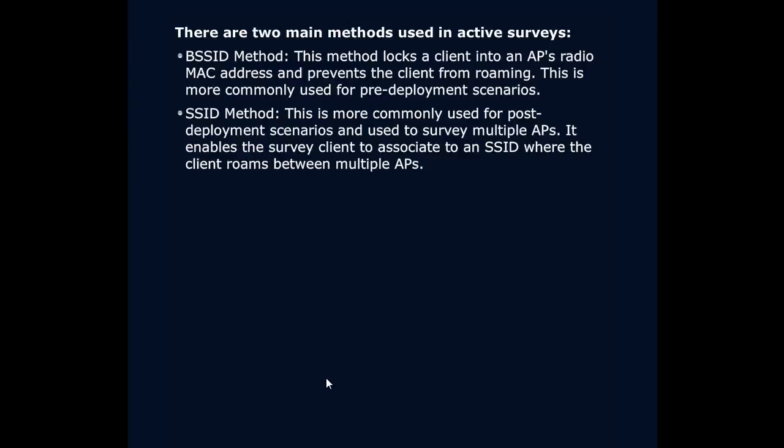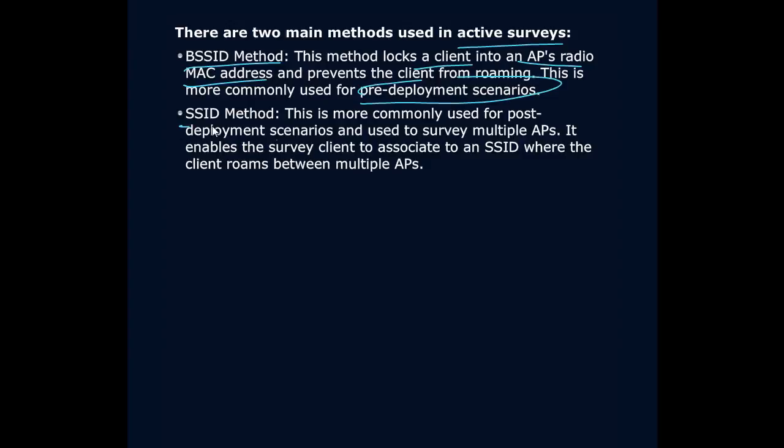Now, there are two main ways to set up for an active survey. The first is the basic service set ID method. Now, this method locks a client onto an AP, one AP's radio MAC address, and prevents the client from roaming. So I'm not going to roam around. I'm using the basic service set identifier. I am locked into an AP, and I am using it to measure signal strength in certain distances from that AP. This is often used in pre-deployment scenarios. So I'm actually measuring how far signal's moving, things like that. This is before we've deployed in most cases.